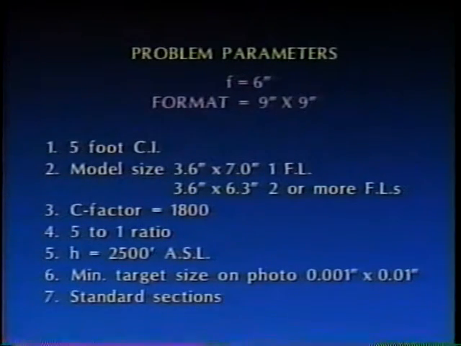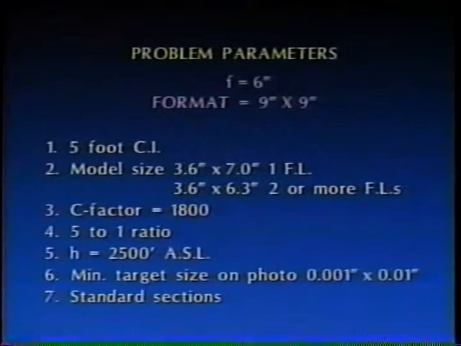Number 2, model size is 3.6 inches by 7 inches for a single flight line and 3.6 inches by 6.3 inches for 2 or more adjacent flight lines. Number 3, the C factor to be used for this project is 1800. Number 4, the map is to be compiled at a 5-to-1 ratio. Number 5, the average terrain elevation is 2,500 feet above sea level.